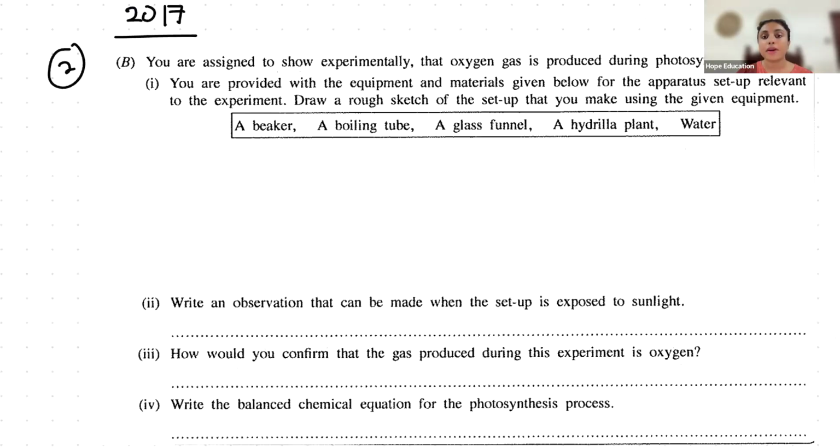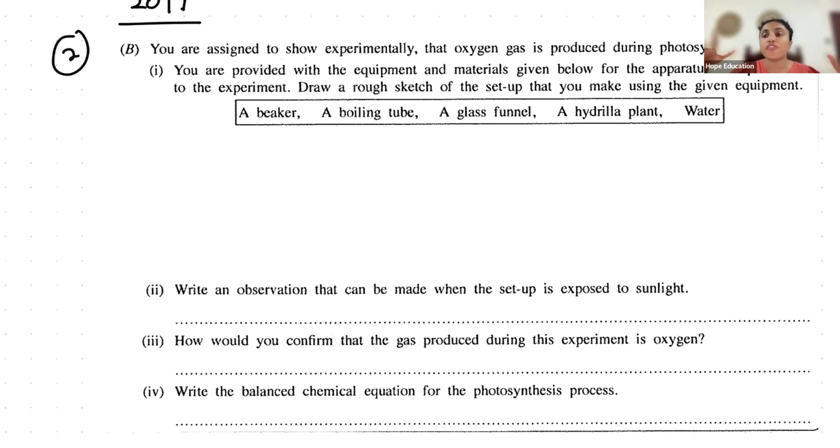These are the equipment and materials that we are given: a beaker. If you remember, in what we did there was a trough, like a big basin, right? But here it's not a trough, they have given a beaker, but we have to do it with what is given. So we have a beaker, a boiling tube, a glass funnel, a hydrilla plant.